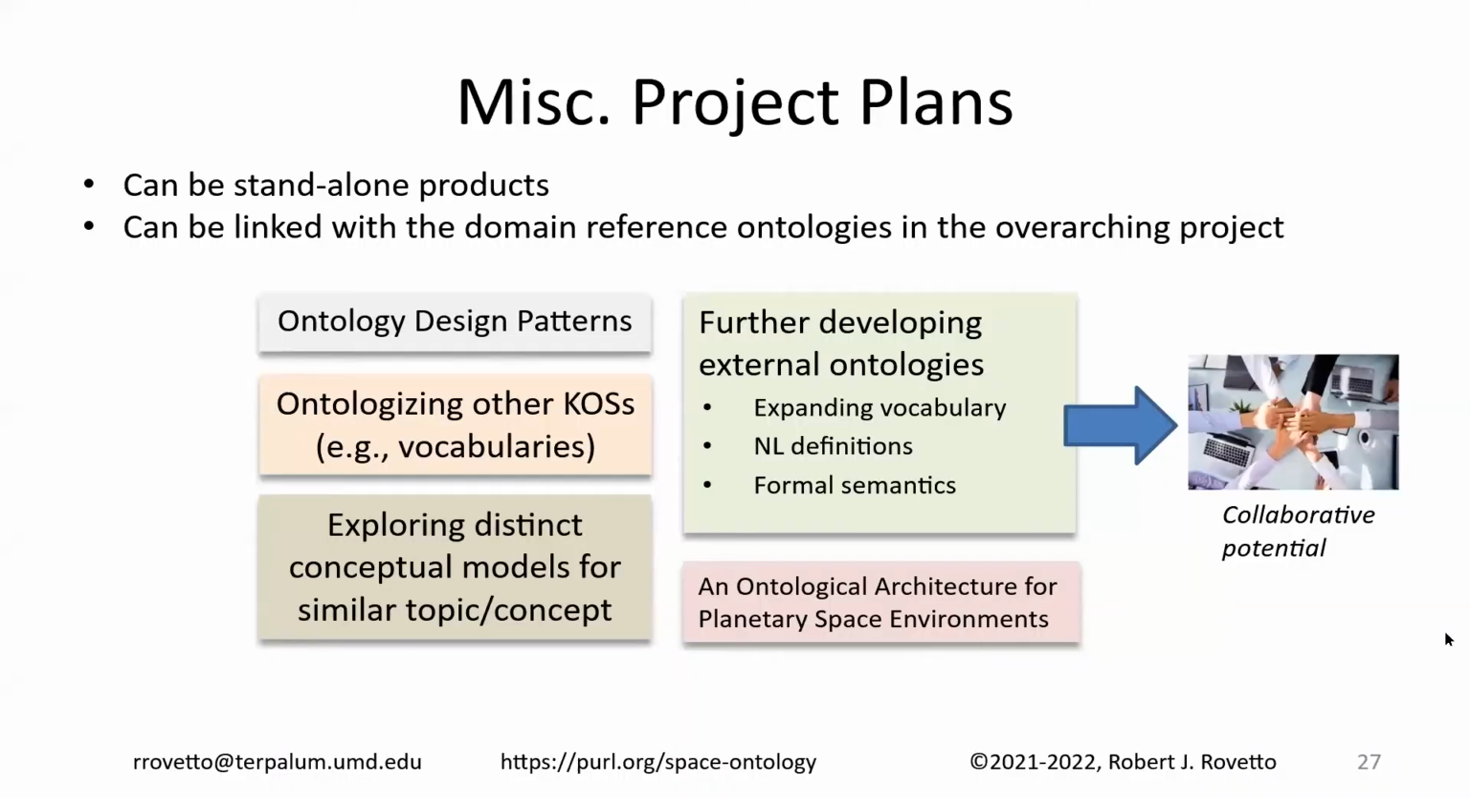Now, the independent projects that I mentioned, the project plans include these, and these can be standalone projects, or they can be linked with the domain ontologies in the overarching project. So some project plans include design patterns, as well as ontologizing, so to speak, other knowledge organization systems, such as vocabularies, exploring distinct conceptual models for a given topic, and further developing external ontologies involving expanding vocabularies, natural language definitions, and formal semantics.